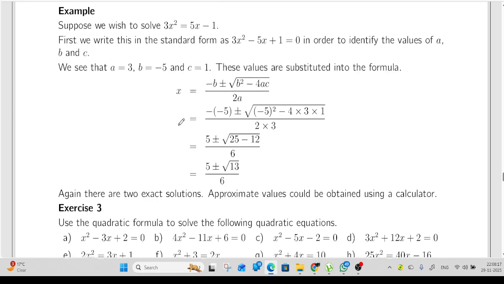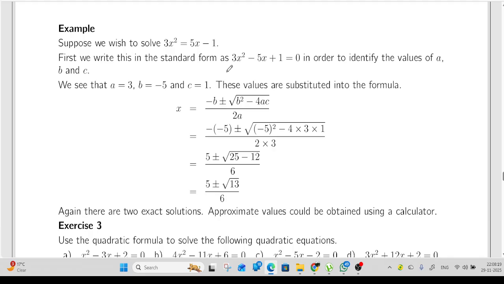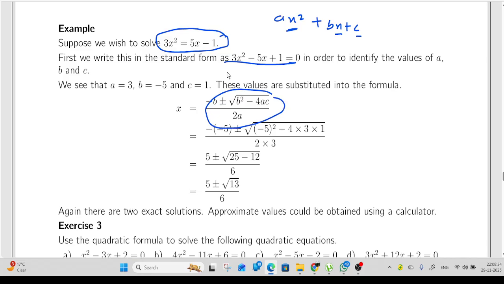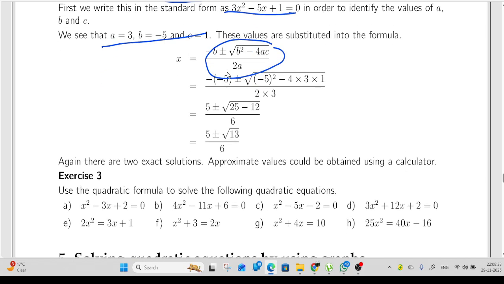Using this we can solve questions. If the quadratic equation is not in standard form, first we need to convert it into this form. Like this, first we write the x square term, x, then the constant, and then just find a, b, c and plug in the values and solve it. And that's the method, right?